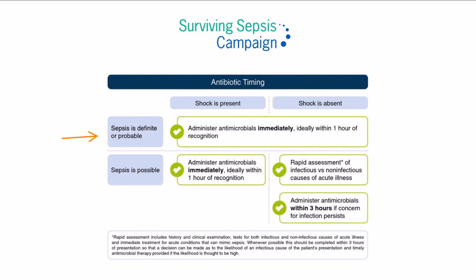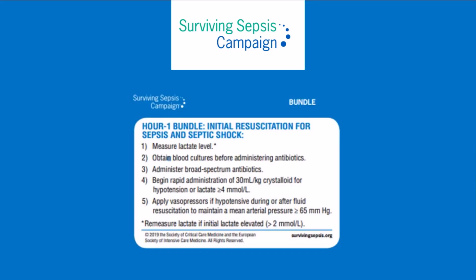Sepsis is definite or probable. Consider antimicrobials ideally within an hour. Sepsis is possible. Administer antimicrobials, ideally begin within 1 hour, and reassess your patient. I think we had that question earlier on, how do we decide sepsis versus systemic inflammation? This kind of lets us know that if we're worried or we think sepsis is possible, we're still going to try to administer antibiotics, because mortality rate just increases so much more for every hour we delay them.